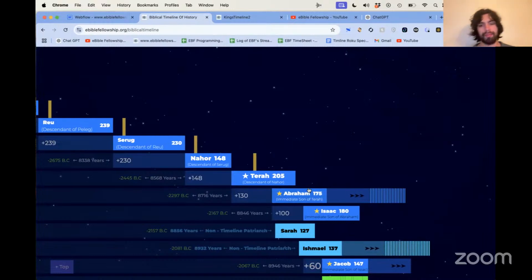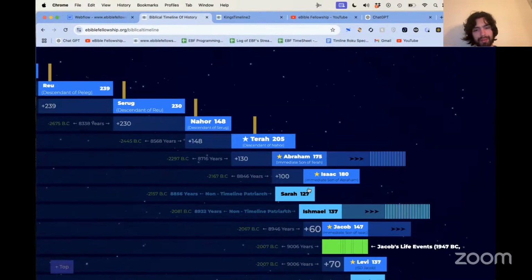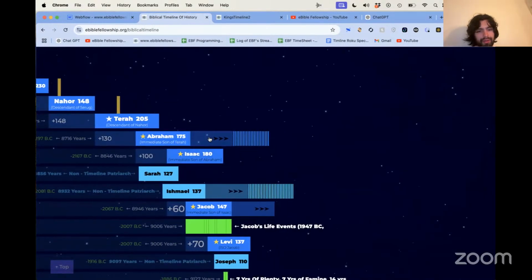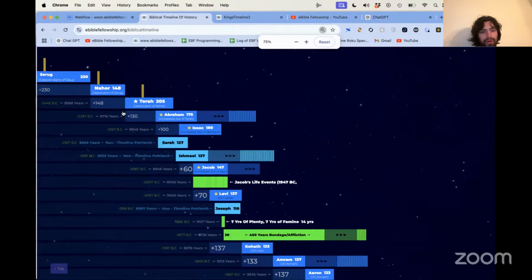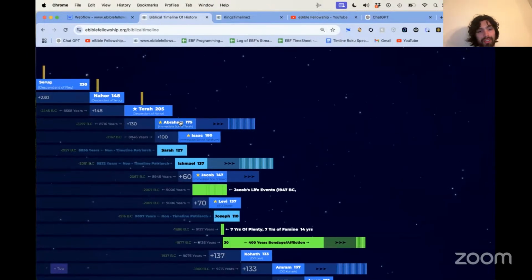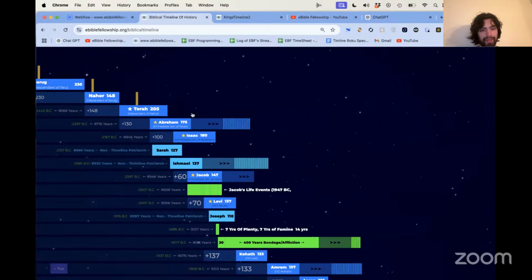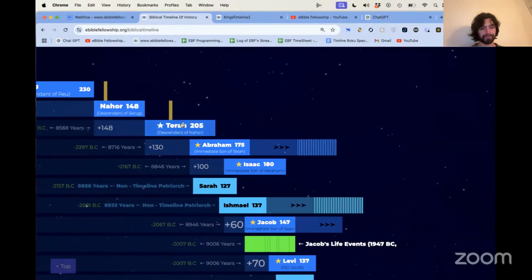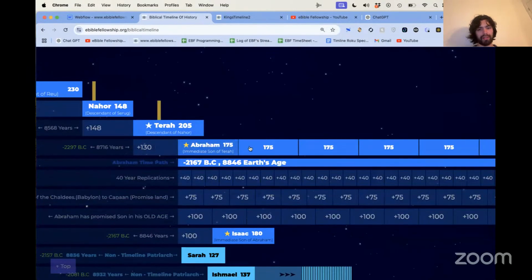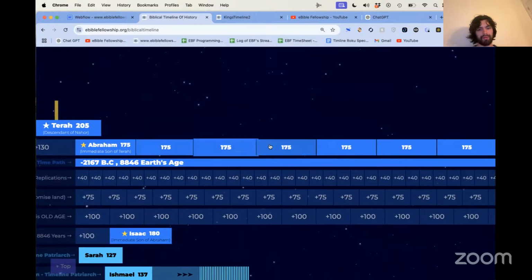So last time, I think we looked at Abraham's time path. If you're not familiar with the time path, on the timeline we have all these patriarchs, and patriarchs can lead to significant dates. What I mean by that is if you take, for example, Abraham, who lived 175 years, and you replicate his lifespan, 175.